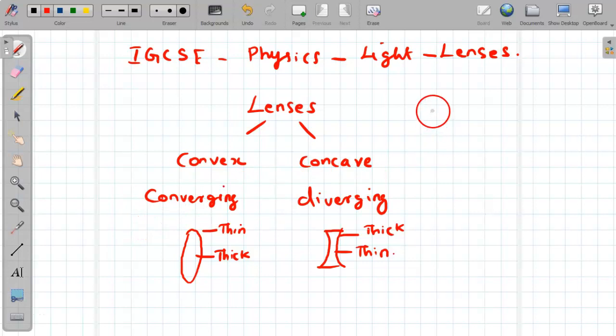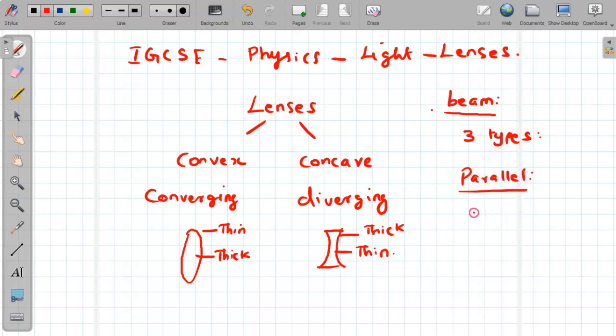What is converging? There are three types of light beams. A light beam is rays joined together. One is the parallel beam. All the light rays are parallel, and the combination of these light rays is called a parallel beam. Next we have the diverging beam.